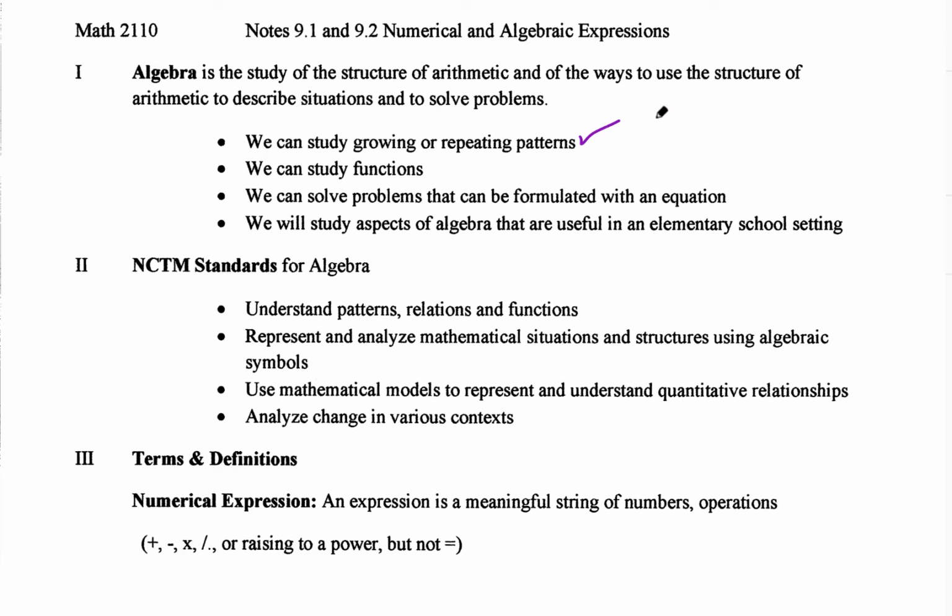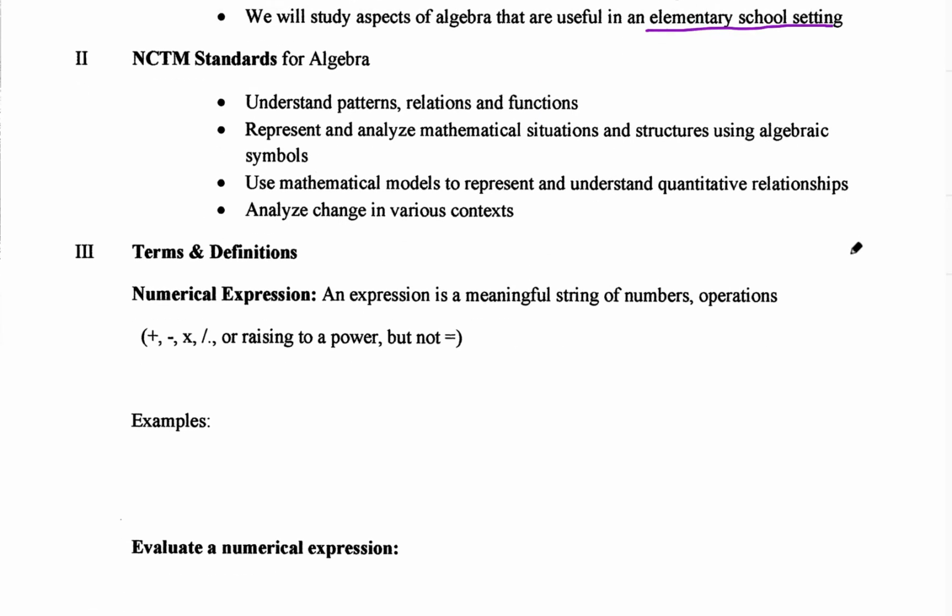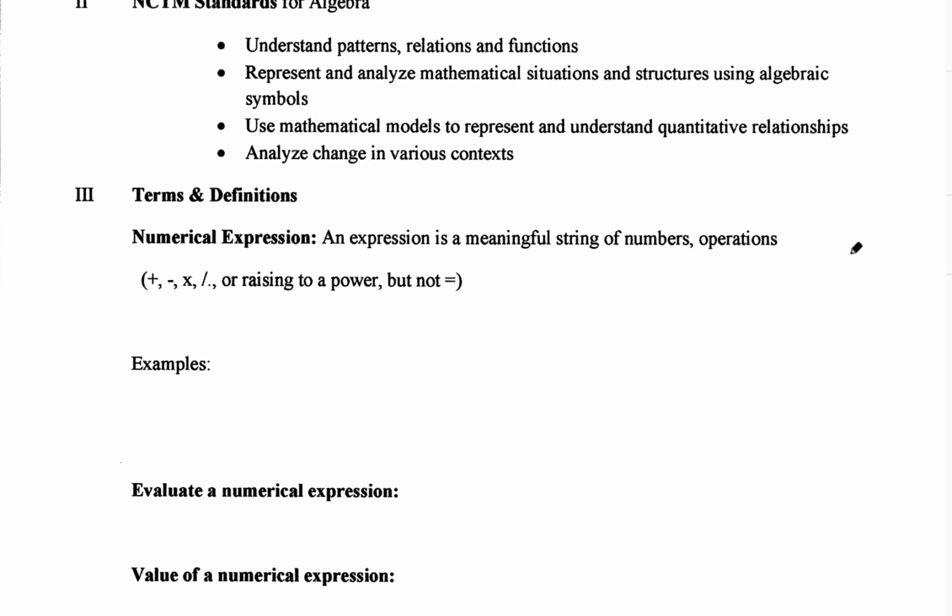We've already done a little bit of this in Chapter 7 when we looked at ratios and constant proportionality. We're going to study functions, what we put in, what we get out. We can also solve problems that can be formulated with an equation. The value of this is that if we have something happening over and over again, we can use an equation to predict. We're going to study aspects of algebra that are useful in the elementary school setting and some middle school. The first thing we need to do is define some terms.